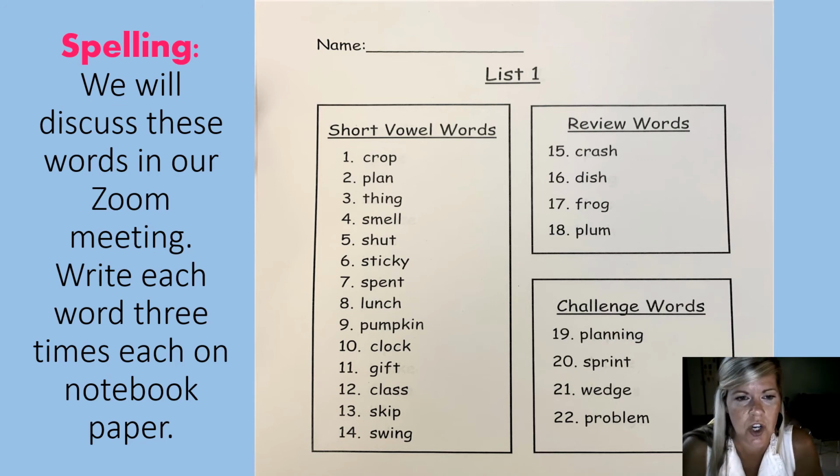Number 1 is crop. 2 is plan. 3 is theme. 4 is smell. 5 is shut. 6 is sticky. 7, spent. 8, lunch. 9, pumpkin. 10, clock. 11, gift. 12, class. 13, skip. 14, swing. And then 15 through 18 are some review words.